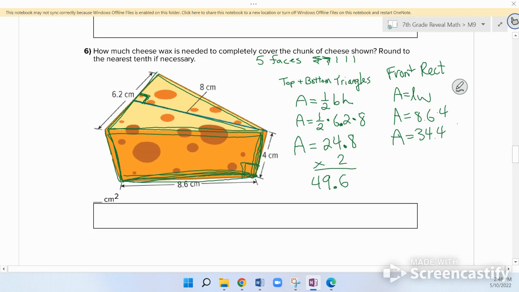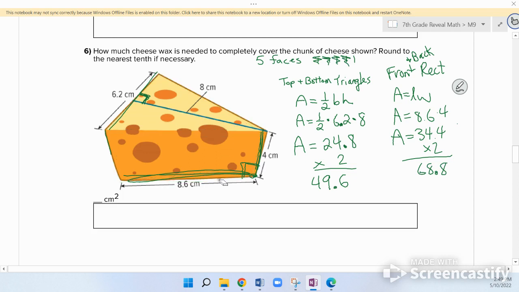So that comes to 34.4. Now, is there an identical one to that? It looks like this back one is matching, so we can multiply this by 2. So let's call this the front and back. And that's going to give us 68.8. So that took care of 4 of the 5 sides.